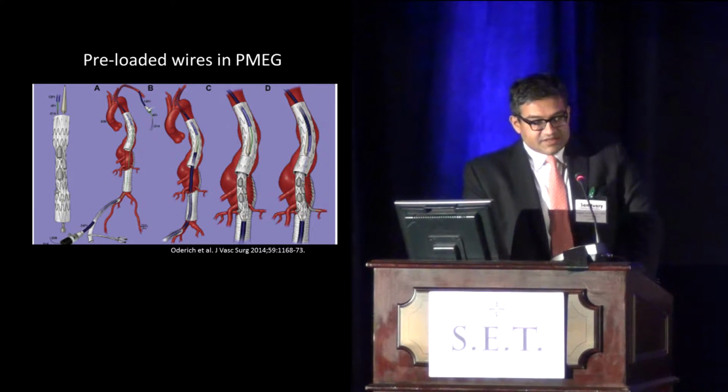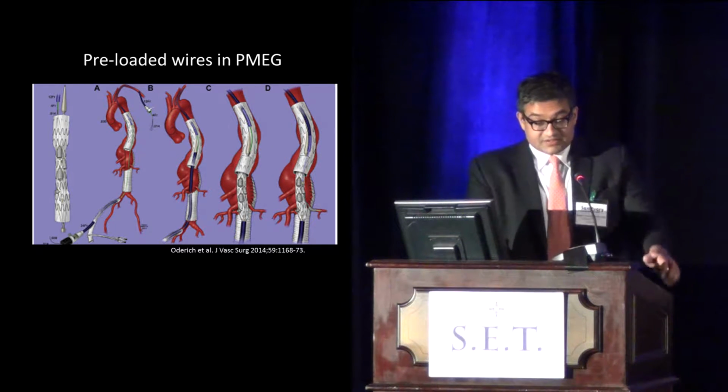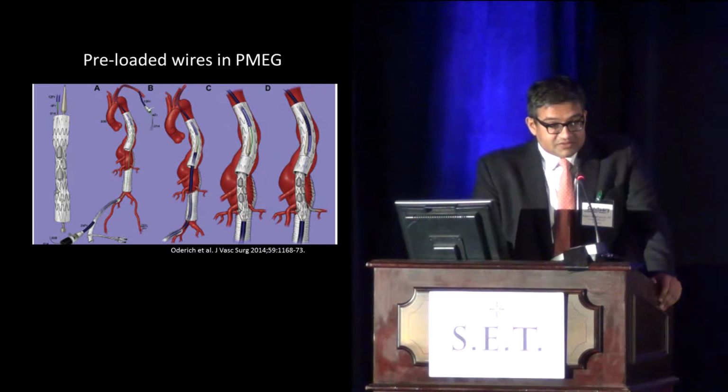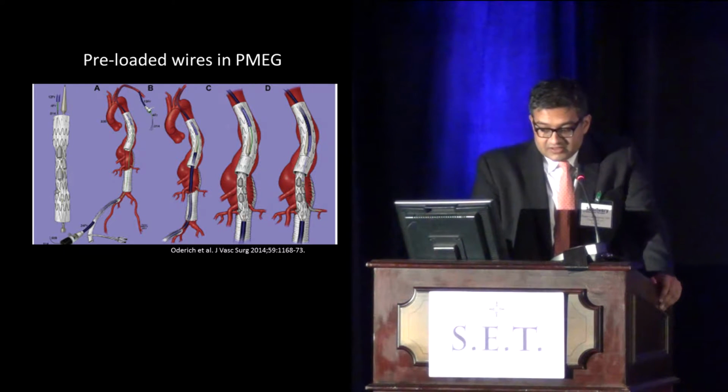Preloaded wires are something that's available in the P branch device and has been utilized to allow earlier sheath access and hold a sheath in place to allow ease of visceral vessel cannulation during these cases.